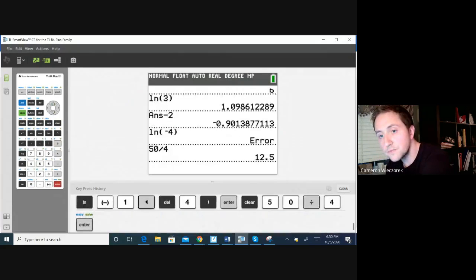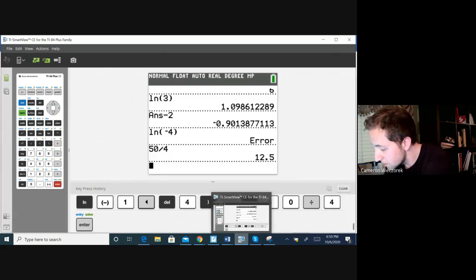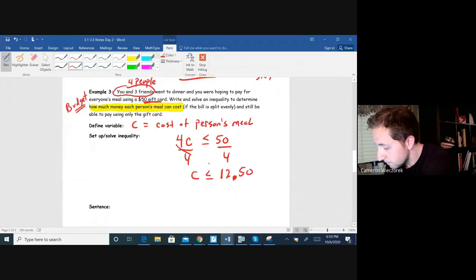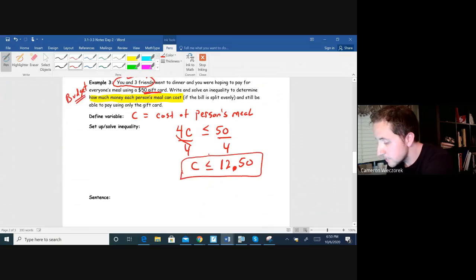Is a decimal, and it's fine because we're talking about money. It wouldn't make sense to change it to a fraction. So $12.50. Okay. That's the most that you can spend for one person.